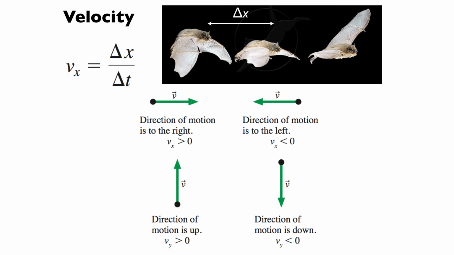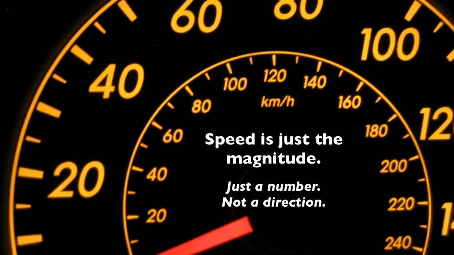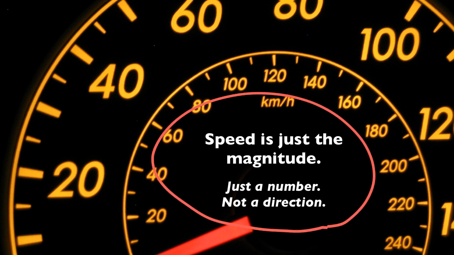We'll do the same thing for vertical velocities. If an object is moving upward, that corresponds to a positive velocity. If an object is moving downward, that corresponds to a negative velocity. Now, the speed is just the magnitude. It's the number. On your car, you have a speedometer. And if it says you're going at 40 miles per hour, it doesn't say you're going 40 miles per hour to the west or to the east or to the north or the south. It just tells you how fast you're going. That's what we mean by speed.